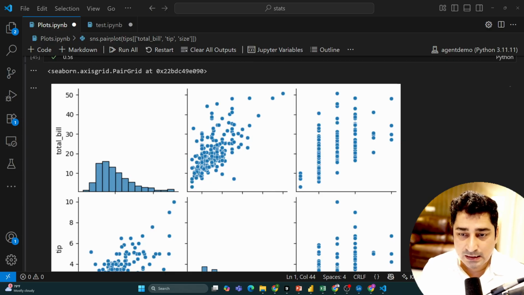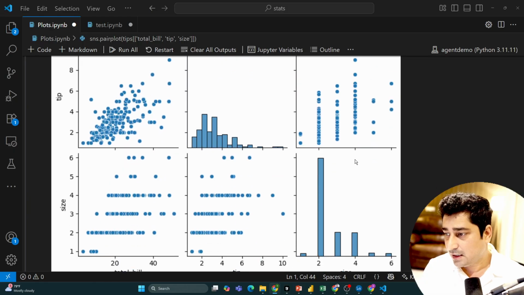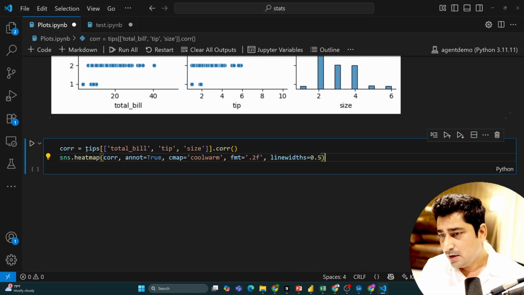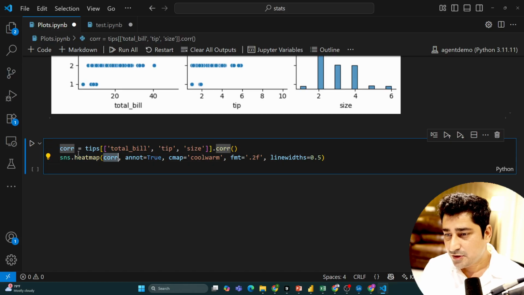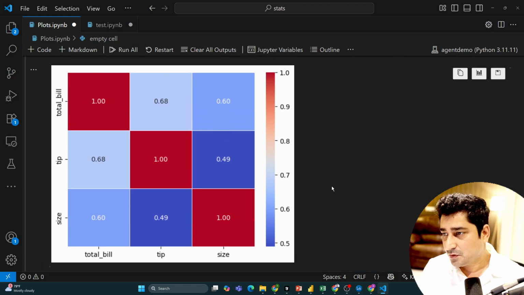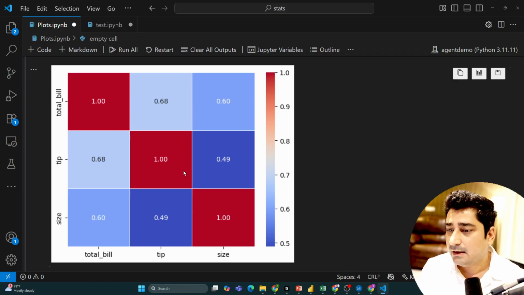Now, there is another graph. Graph wise, we have multiple graphs, but there is another graph that I would like to show you, which is basically a heat map. Again, I'm trying to consider a correlation between total bill, tips and size, and here I'm just trying to call a correlation, this one, and then I'm trying to call the heat map. So here, let's try to understand what is the correlation between one to another.